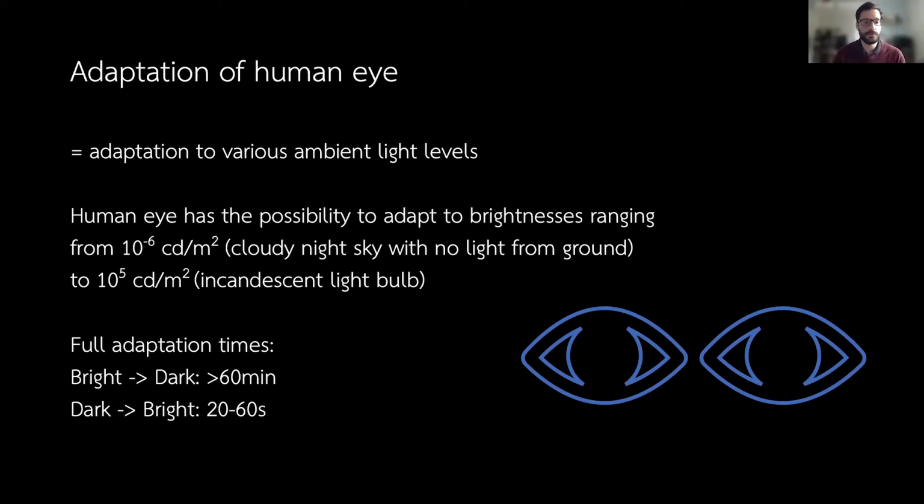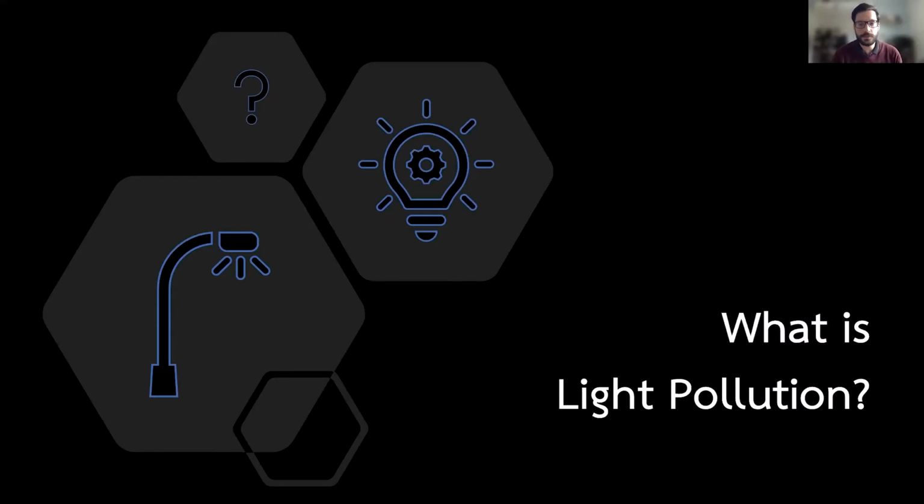And on the other side, if we go from a dark to a bright environment, of course, we have much more light and the eye is much quicker adapted. This is happening in half a minute, for example. We are talking about full adaptation time. So this is just a very short introduction to light and our human vision, the human detector of this light. And now let's come to the main topic of this evening, which is light pollution.